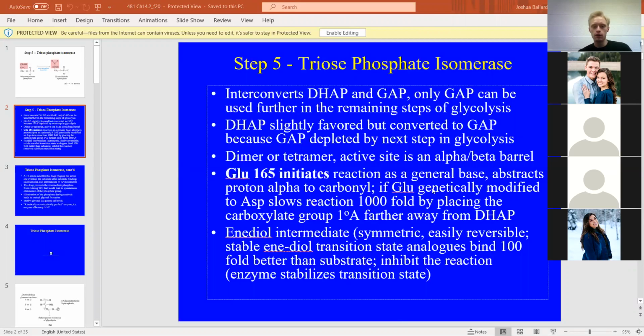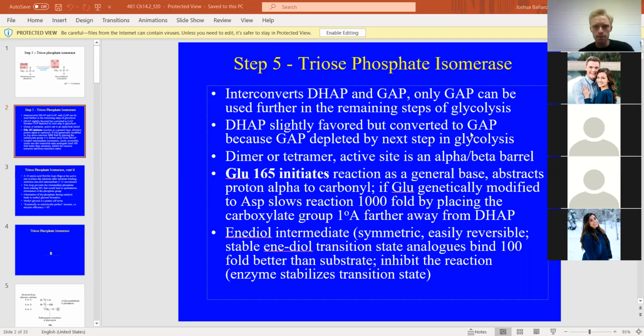The alpha-beta barrel is just a secondary structure of the enzyme. You don't have to know a whole ton, or explain why this enzyme has to have an alpha-beta barrel. But as far as features of the alpha-beta barrel, I guess it's kind of like a protective covering.